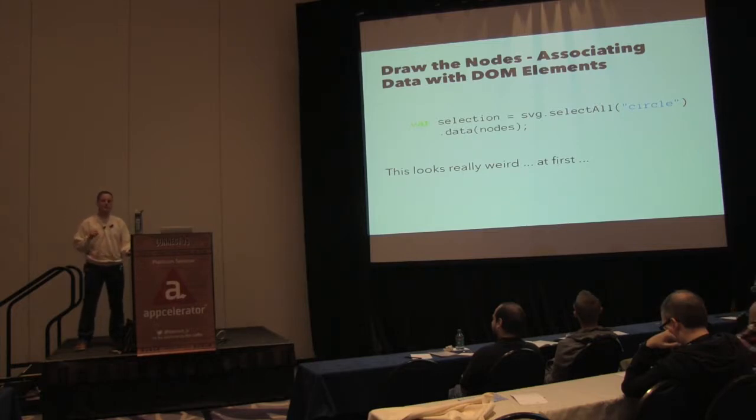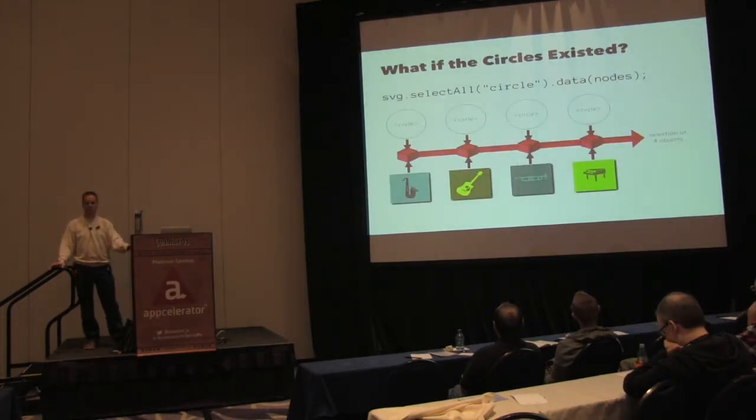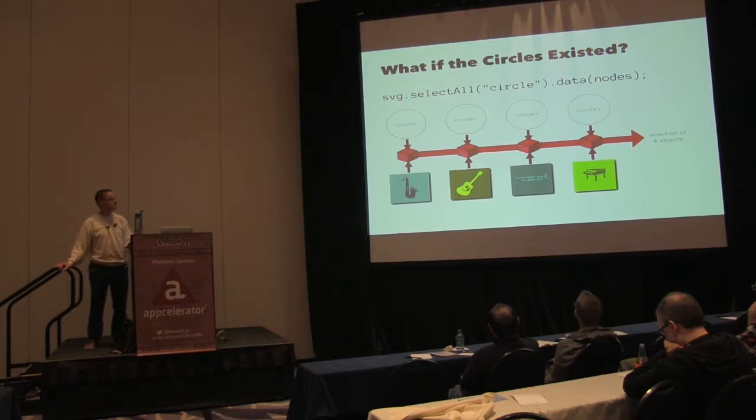And that data method says, okay, D3, I'm telling you what I want to happen. I want every circle in my graph to be associated one-to-one with a node, or in our case, a node is an album. Now, maybe the way to understand it is to imagine what would happen if the circles did exist in the DOM. If we did have 25, or to make it simple, let's say there are only 4 albums. Well, what would happen if we executed that select all circle data nodes and there were 4 circles in our graph and 4 albums that we were visualizing?